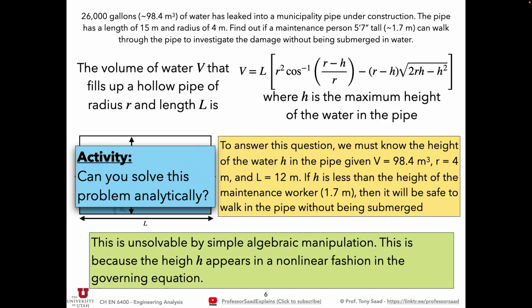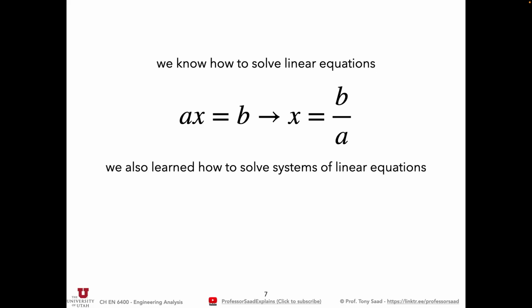It's a very nonlinear equation in h. Now, if I taught you well, you realize that V and L show up linearly in this equation, but R and H show up nonlinearly, because both R and H are either under a power or a transcendental function. You have the R cosine, and you have the square root, and you have the squares, etc. So it's a highly nonlinear equation in H and R, not in L and V. We know how to solve linear equations. We know how to solve systems of linear equations.